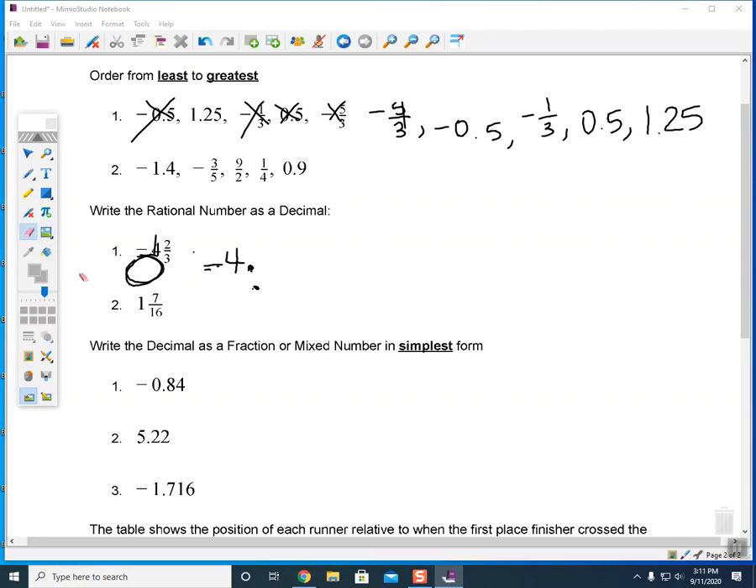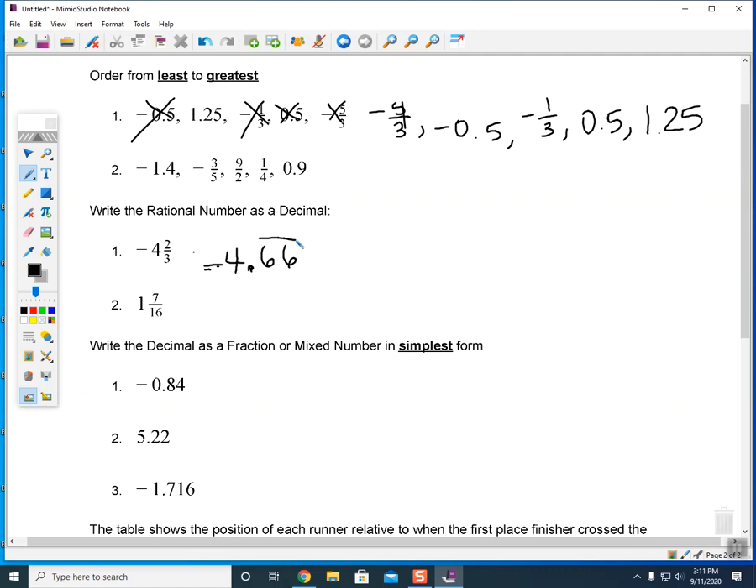Let's try this again. Here we go. I have -4. And then I have 2/3 as a decimal. Now you could just divide 2 divided by 3 in your calculator, but eventually you're just going to learn that 2/3 as a decimal is just 0.6 repeating. So my decimal is going to be -4.66 repeating. I can put a line over the top of it.